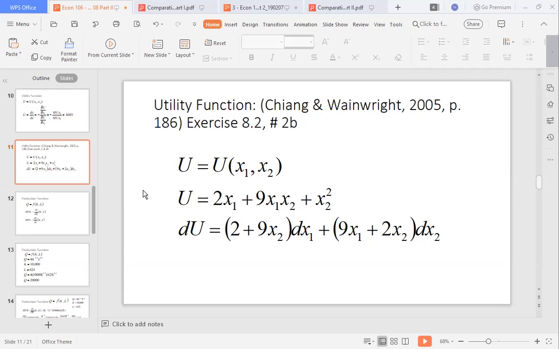Now, before I proceed to the production function, do we have a question again on how we can obtain the total differential? You may want to raise them now because again we will try to extend the analysis of total differential later.